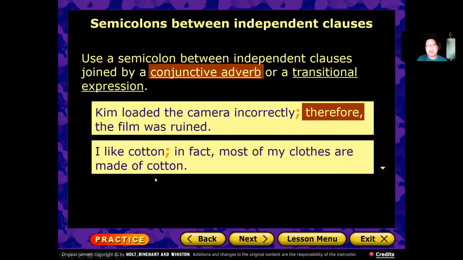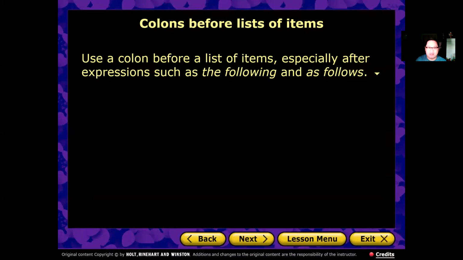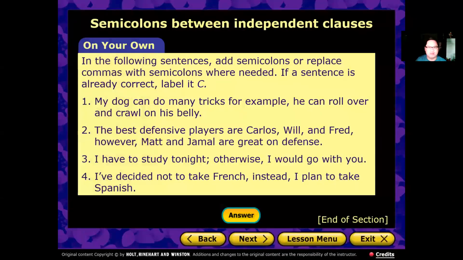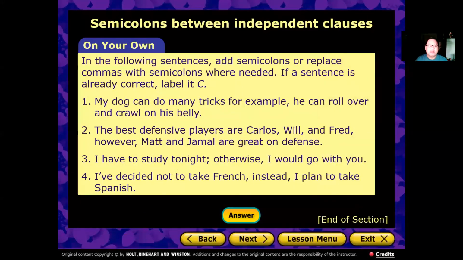Okay? I like cotton. One sentence, and then another sentence. In fact, comma, most of my clothes are made of cotton. So again, if you have two sentences being combined, and then they're followed by a transitional expression like therefore, in fact, we have more of these. Transitional expressions like therefore, in fact, otherwise, hence, moreover, and things like that. Okay. Now let's try this one here.